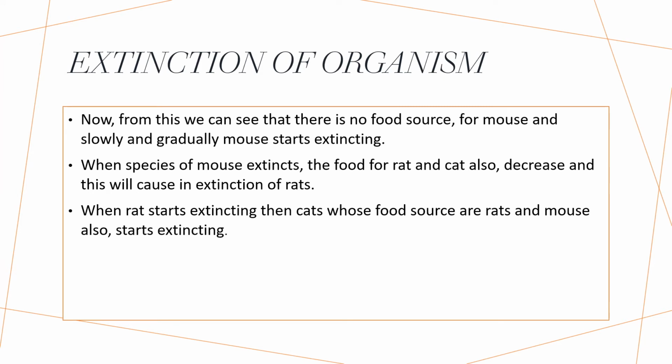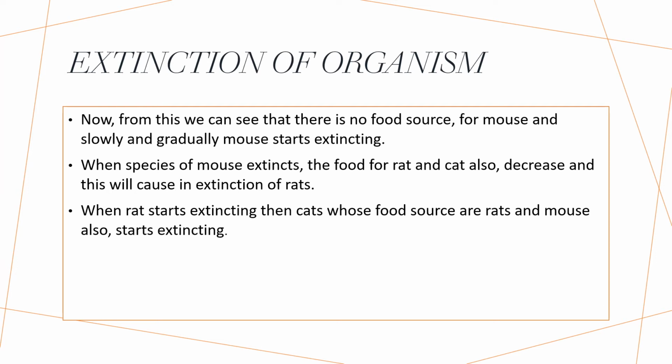Okay, now we will talk about extinction of an organism or species. From the graph and adjacency matrix, we can see that for mouse there is no food source. So the number of mice will slowly decrease and start going extinct. Now in the graph we can see that rat and cat are also dependent on mouse.